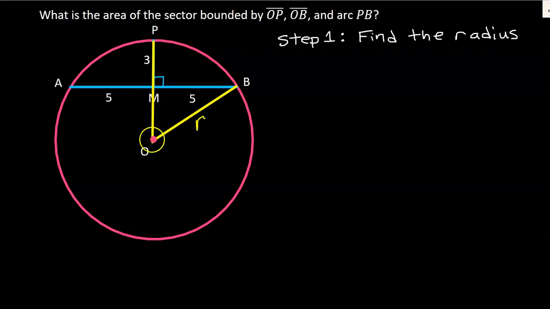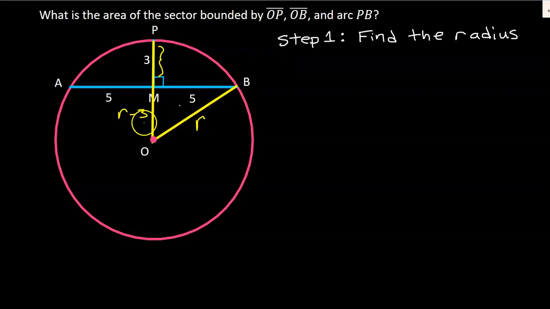Now look at this little segment right here from O to M. The entire yellow segment, of course, is the radius, but I see this part up here at the top is 3. That means that from O to M, this is going to be the radius minus 3, right? It's the whole radius minus the extra part that is 3. So that enables me to set up the Pythagorean theorem on the triangle down here.